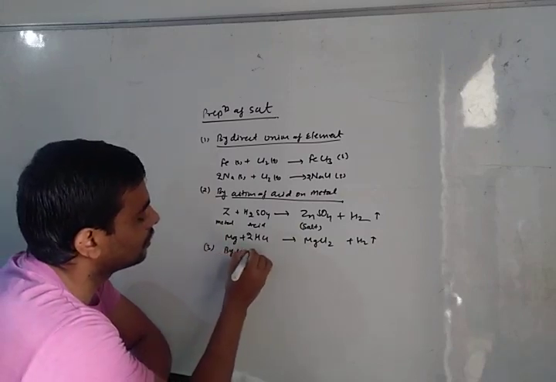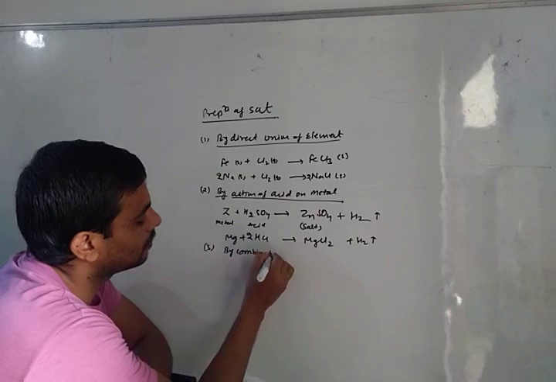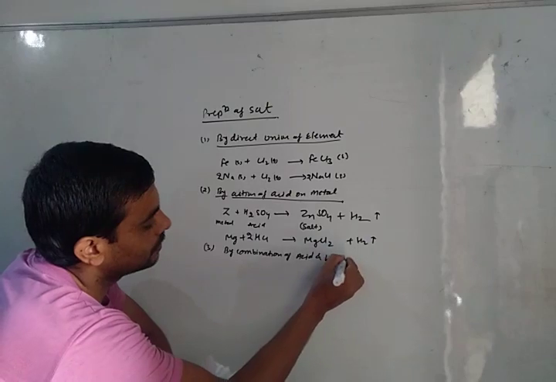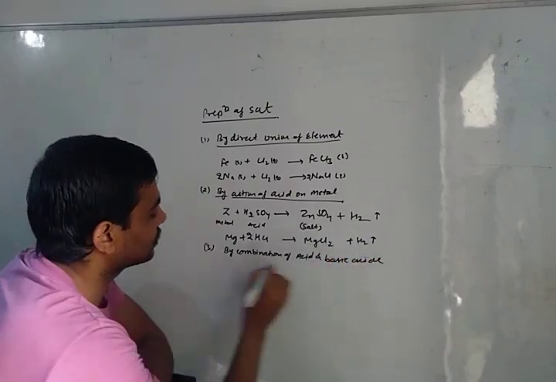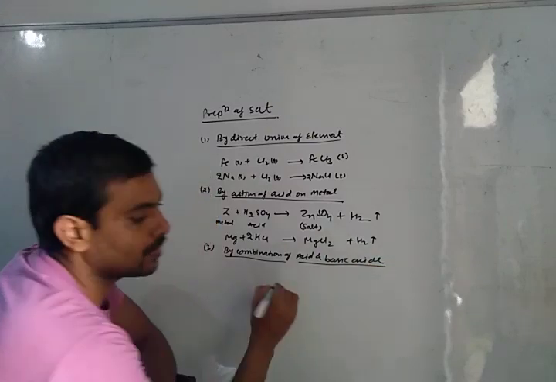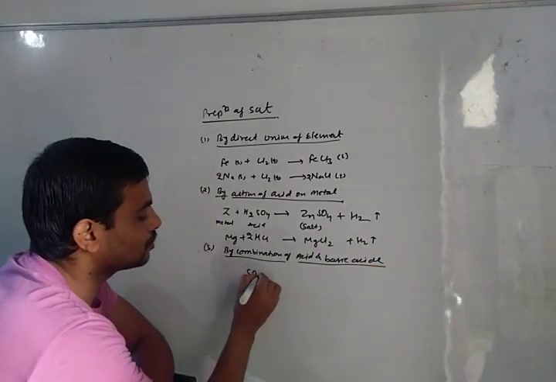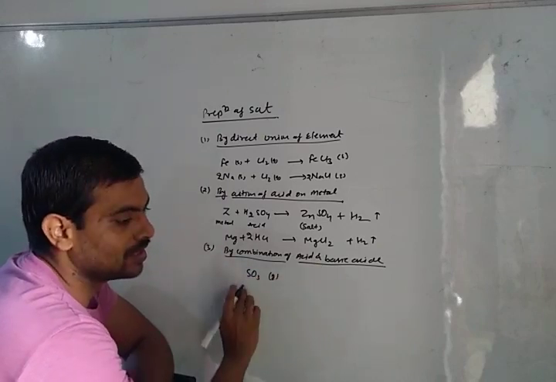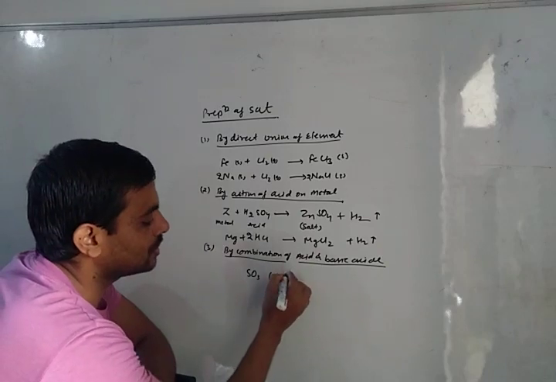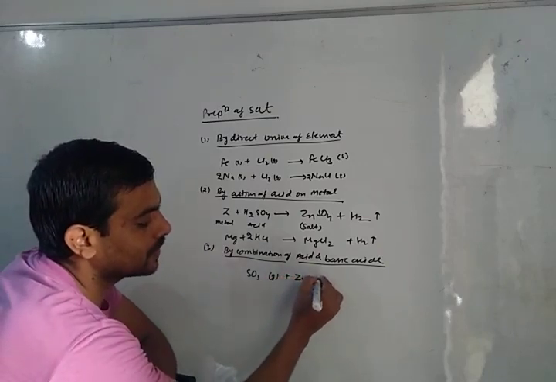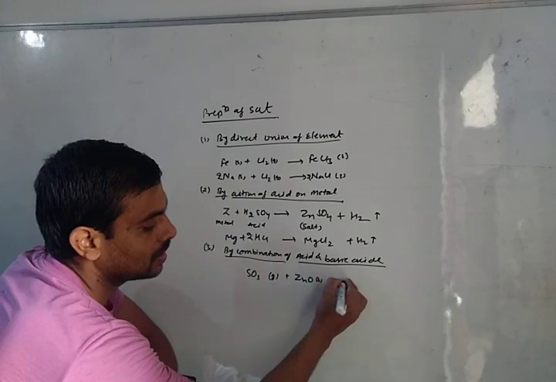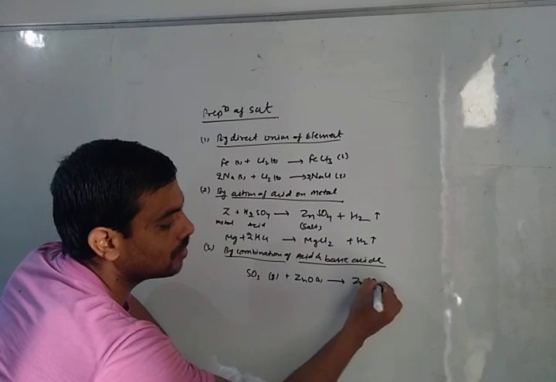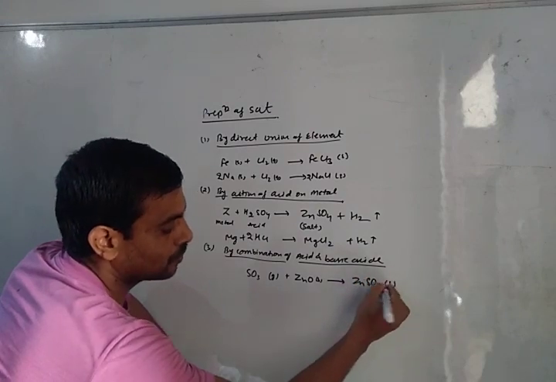The third preparation method is by combination of acidic and basic oxides. When two different kinds of oxides combine together to form a salt. For example, SO3 gas is an acidic oxide, and we react it with a metal oxide, ZnO, which is a basic oxide. When acidic oxide combines with basic oxide, it forms ZnSO4. This is the salt.